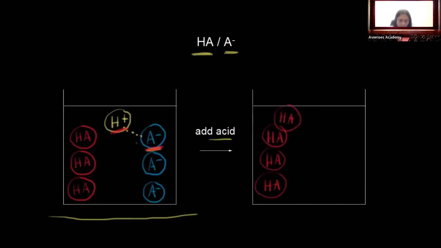What about A minus? All right, well, we're going to use one of these up to make HA, right? So now we have only two of these left. So we're decreasing the concentration of A minus. But what we've done is we've effectively removed protons from the solution. And that's how a buffer is able to resist a change in pH if you add acid.